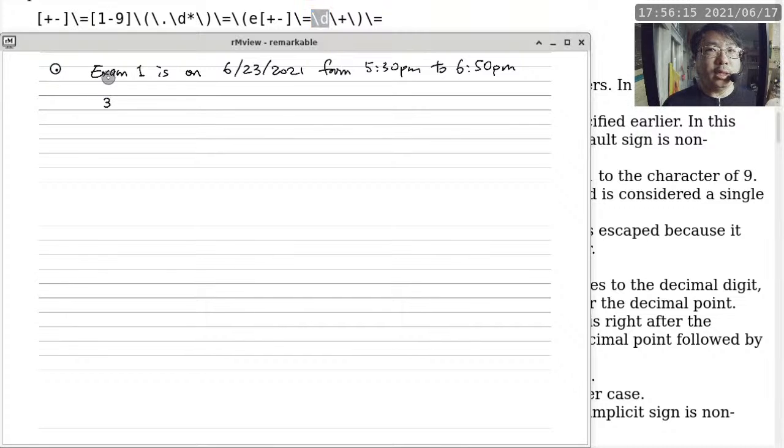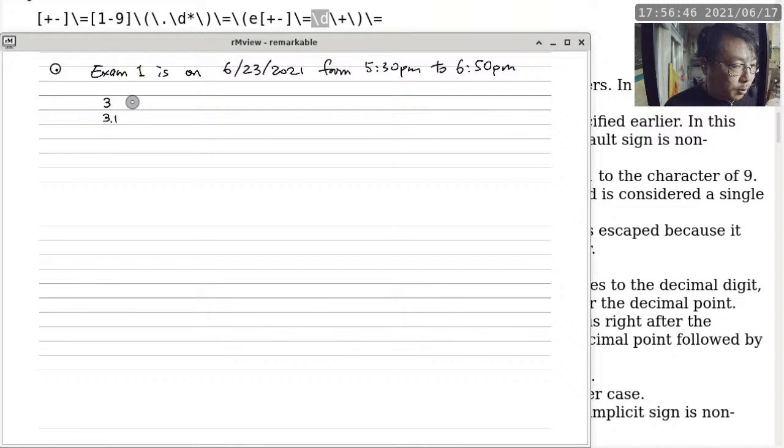So the 3 is going to match 1 to 9. And then this entire thing, which is the decimal point and some digits after the decimal point, it is optional, which means I don't have to have it. And then the E part is also optional because starting from here all the way up to here, the specification of the exponent in base 10 is also optional, so I don't have to have it. So 3 by itself is perfectly okay.